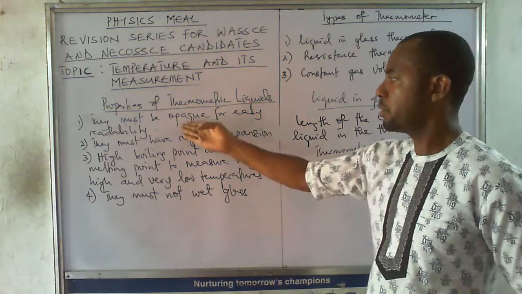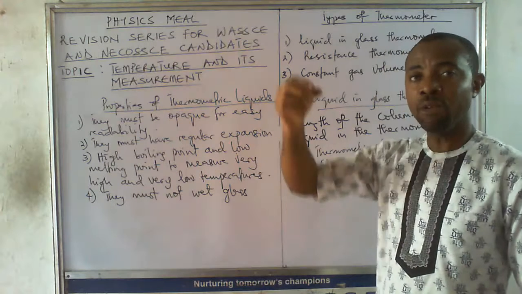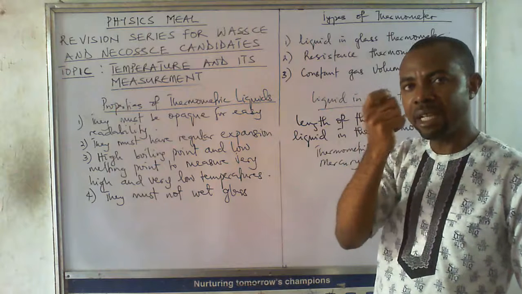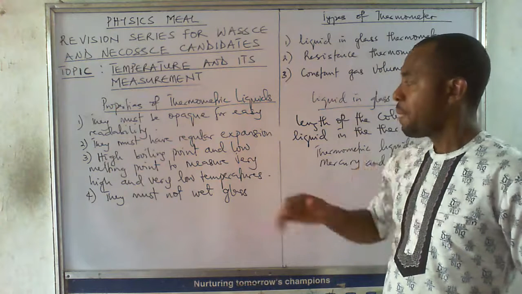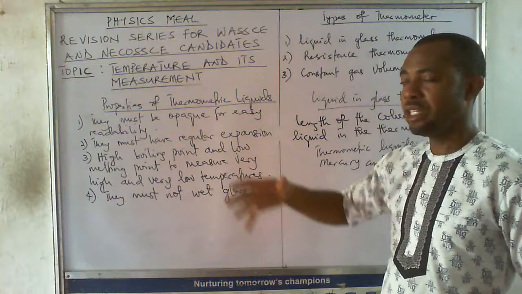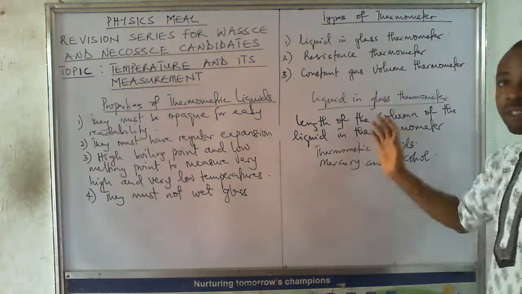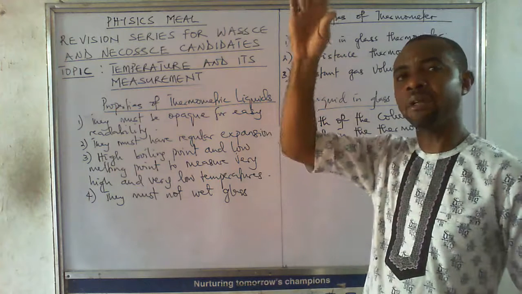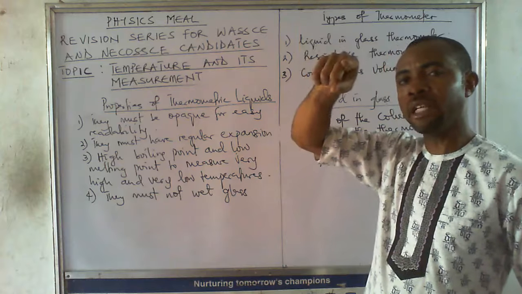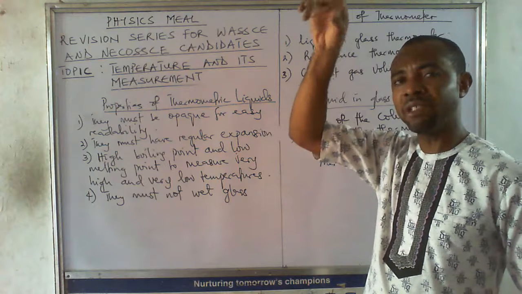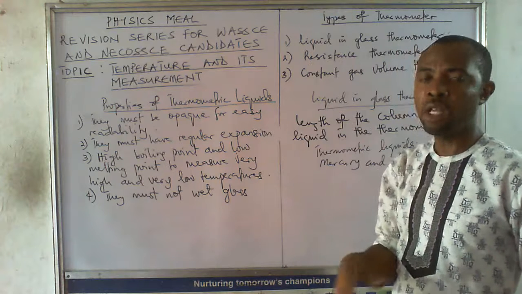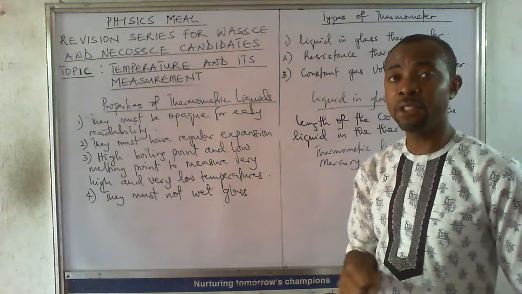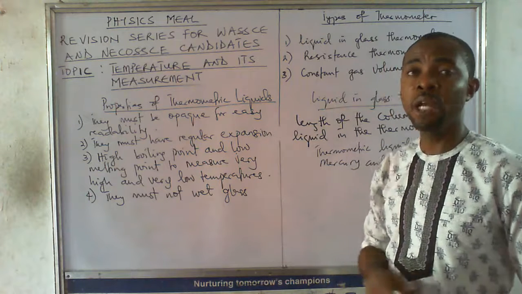Now, if you talk about being opaque, so that when they are inside the glass, you can easily read it because they are dark. You understand? And talk about regular expansion. If it's irregular in expanding, you don't know when it's rising, you don't know when it's falling. If when temperature is rising and at a point the liquid column, instead of continuing to rise with increase in temperature, will now begin to fall, like we have in water, such a substance is not suitable for the measurement of temperature, so it will not be used as a thermometric liquid.